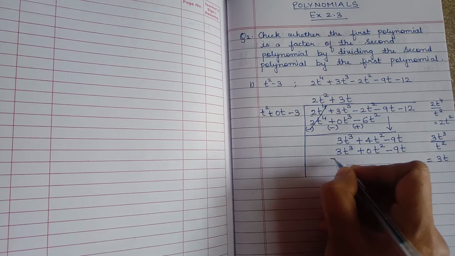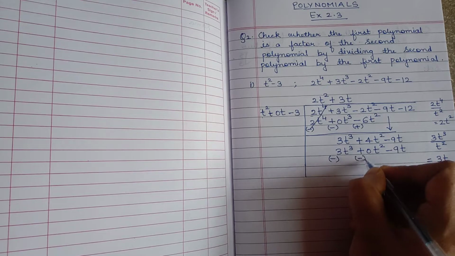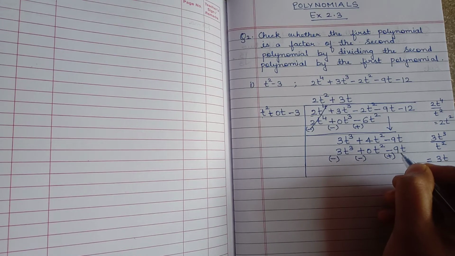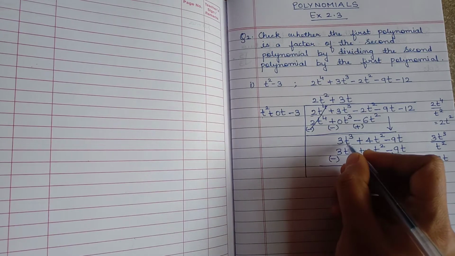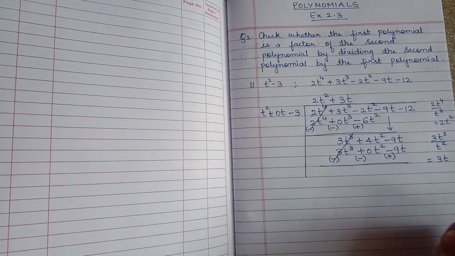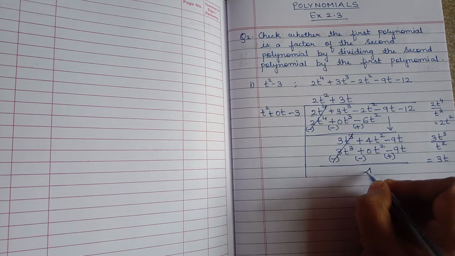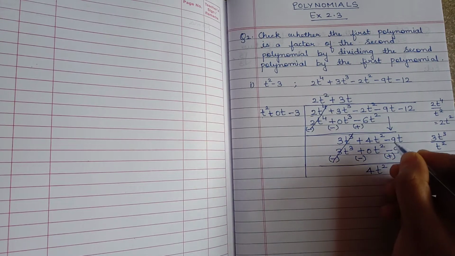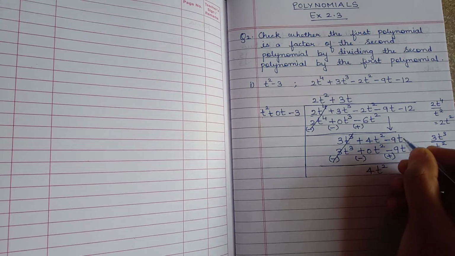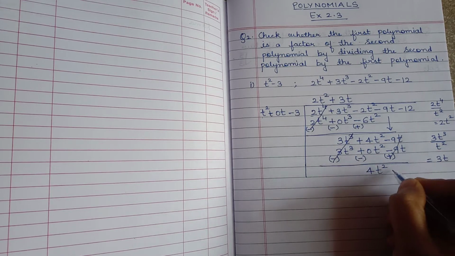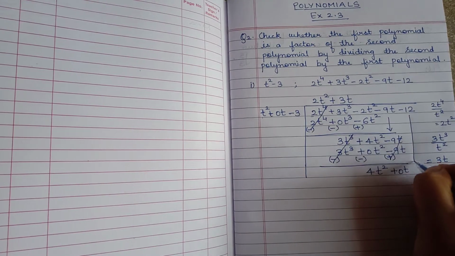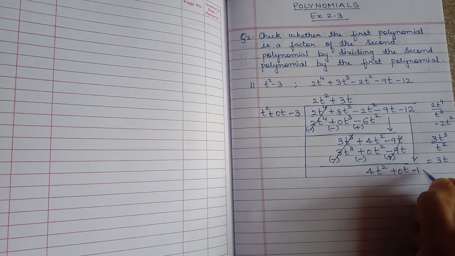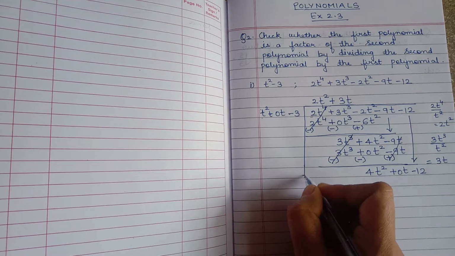Now again, change the sign and simplify. 3t^3 minus 3t^3 will get cancelled. 4 minus 0 is 4t^2. And minus 9t plus 9t will also get cancelled, or you can write it as 0t. Then take the last term of the polynomial down, that is minus 12.